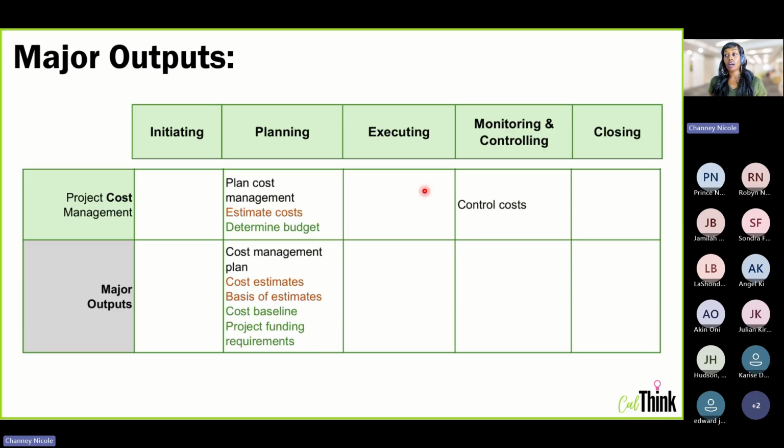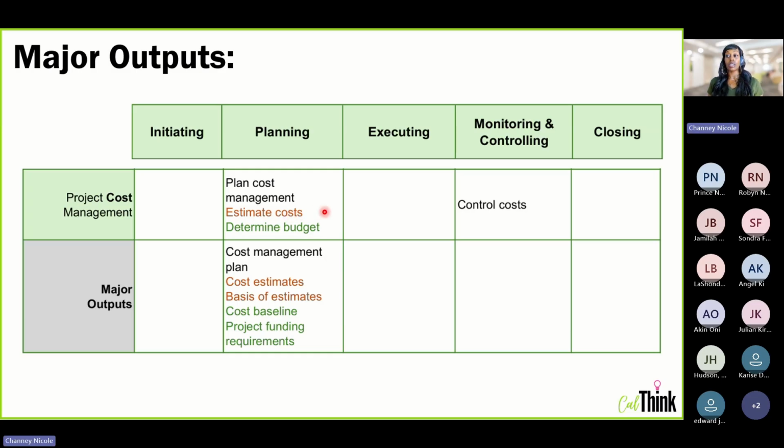All right, so now we're in cost, not as many processes, but we still have some outputs to remember. Plan cost management, again, is going to give you our cost management plan. It's going to tell us how to manage costs on the project. It's not going to tell us what our estimates are or what our costs are.